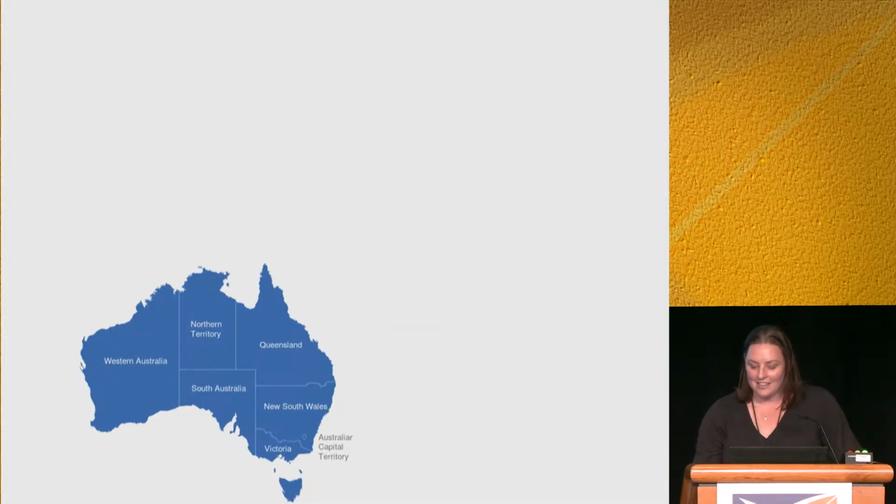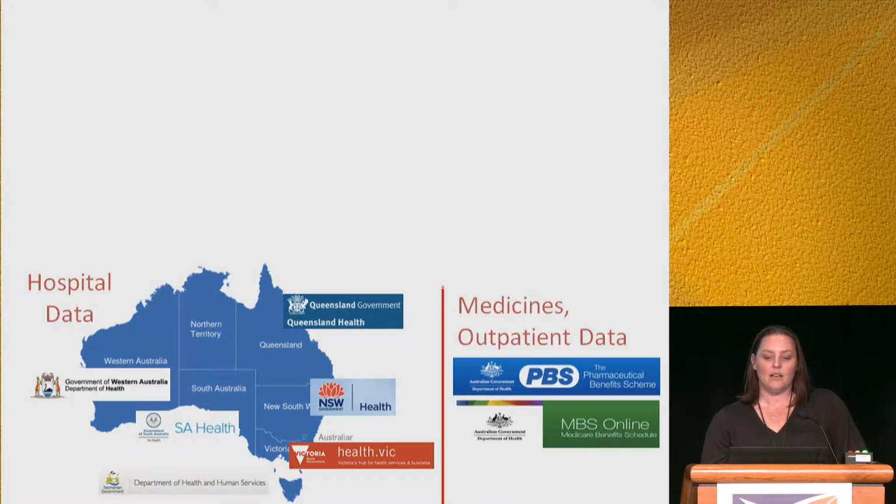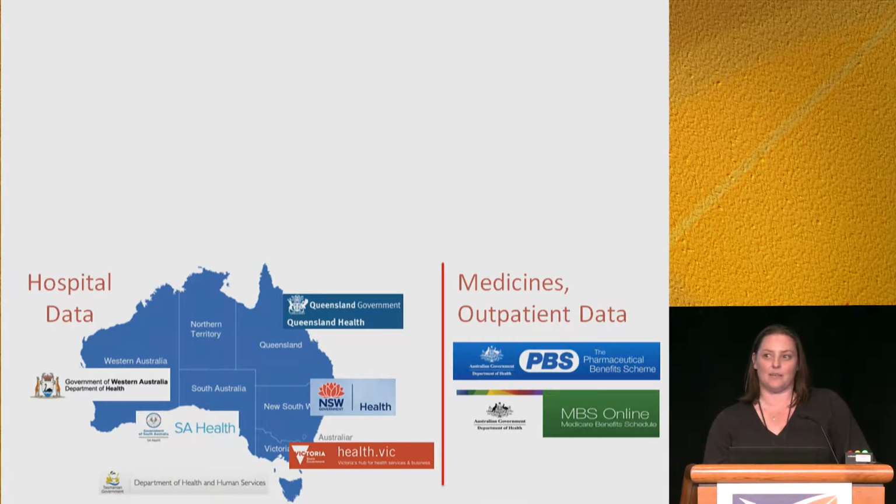So the reason I say that is we're a country of many different states, and each of those states has responsibility for certain parts of the healthcare. So, for example, hospital data is administered by the state governments. Medication data and outpatient services, so general practitioner visits, are all federally funded. So all of that data is owned by the Commonwealth Government.